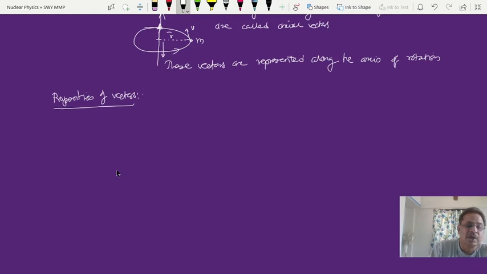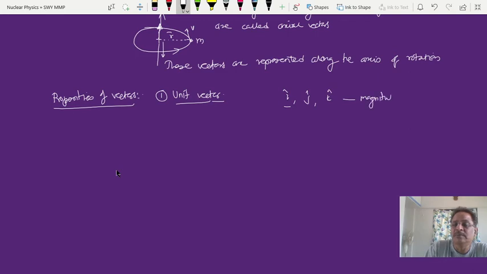First one is a unit vector. As we all know, in the XYZ coordinate system, we have i cap, j cap and k cap. This i cap is called the unit vector along the X direction, j cap is the unit vector along the Y direction, and k cap is the unit vector along the Z direction. All these are known to us. The magnitude of this vector is unit 1, and the directions are along the x-axis, y-axis and z-axis.